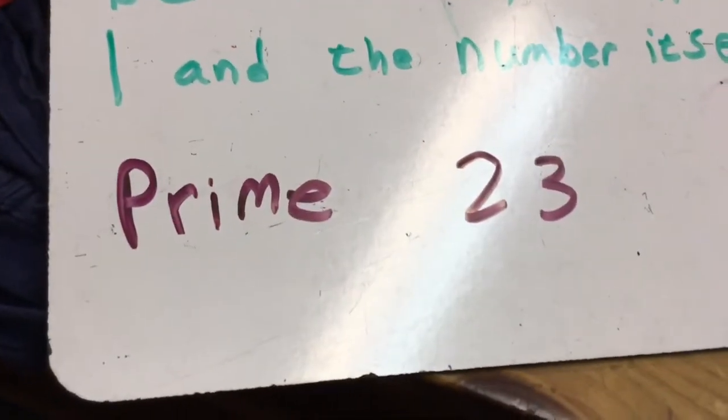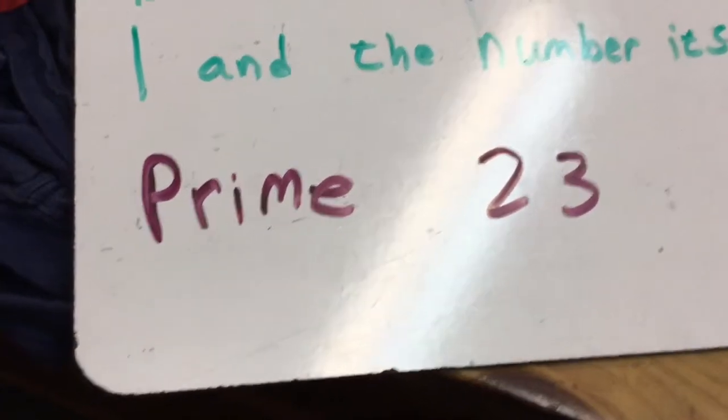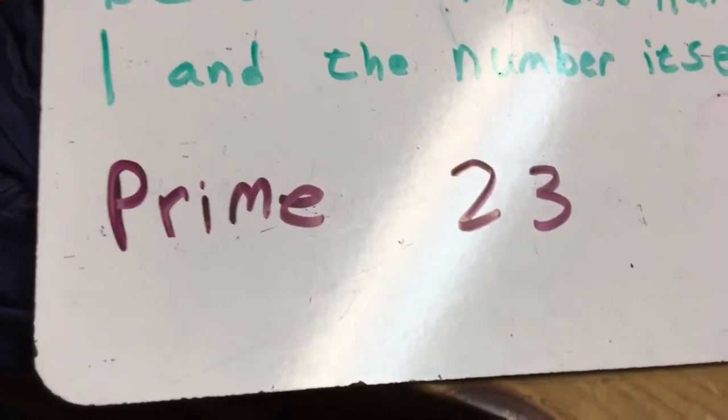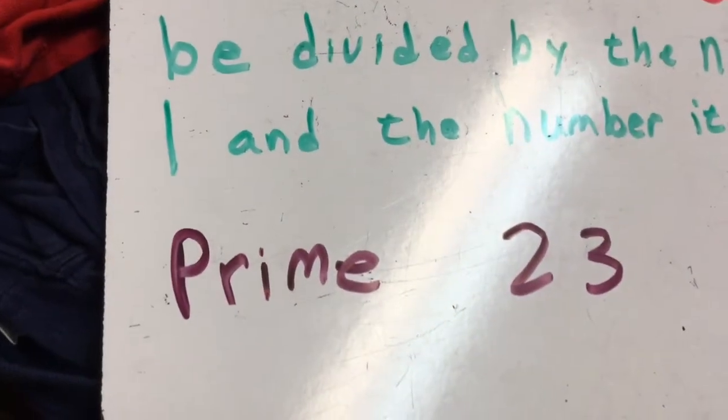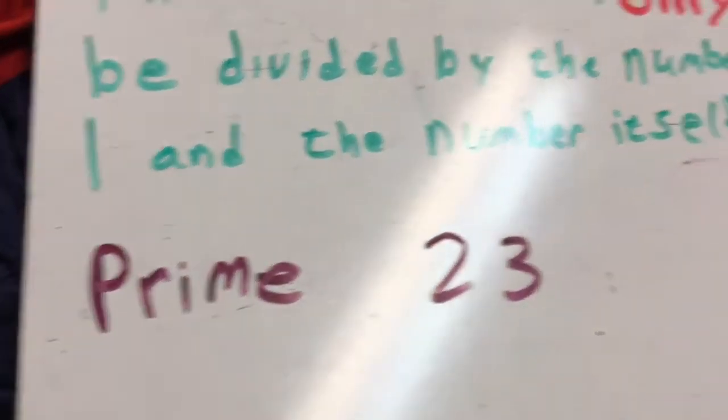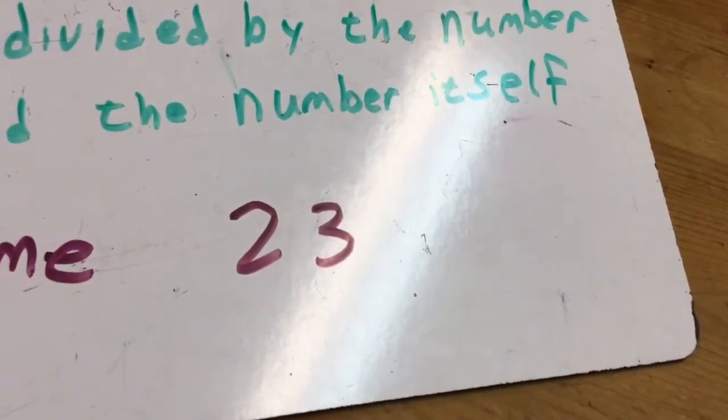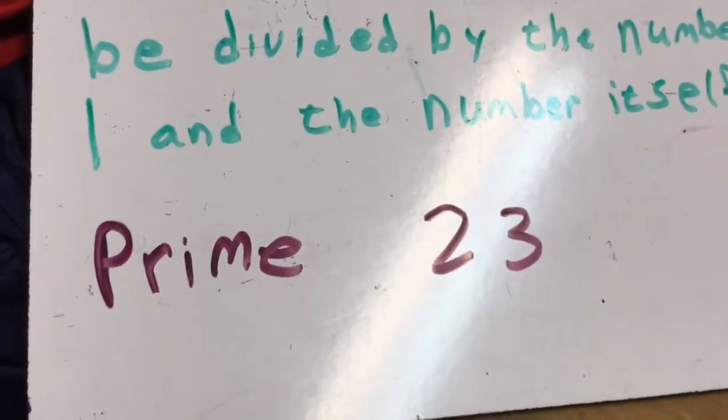You can't divide 23 evenly by 2, or by 3, or by 4, or by 5, or by 6. Because it's a prime number, you can only divide it evenly by 1 and 23. It's the only way it works.